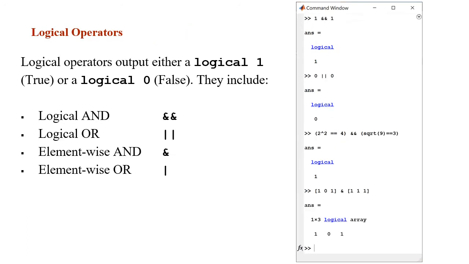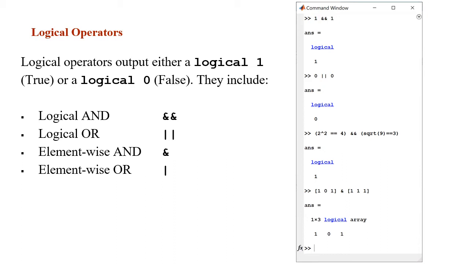Next, we have the logical operators. Logical operators evaluate the Boolean expression that is given. For example, the logical AND, which is denoted by two ampersand signs, will check whether the two operands are both true. If that's the case, it will output a true, or logical 1, in MATLAB. As an example, here we have 1 and 1. So true and true is true, so MATLAB outputs logical 1.